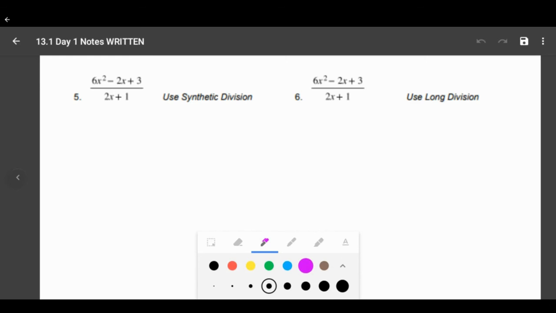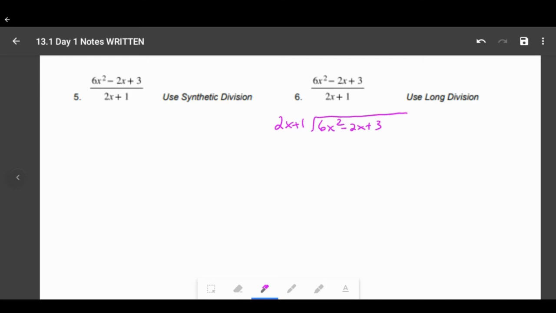Okay, so I'm going to start with number 6. Just like we did on the front side to review, say what times 2x makes 6x squared? Oh, that's just going to be 3x. So 3x times 2x gives me 6x squared. If I multiply 3x times 1, I get a positive 3x. And again, you are subtracting the quantity. So I'm going to do the long division first. I'll show you why in just a second.